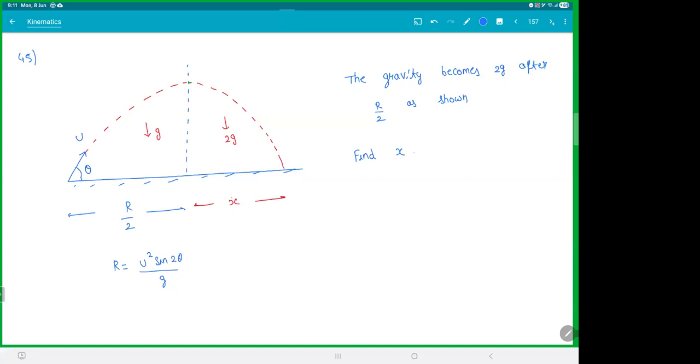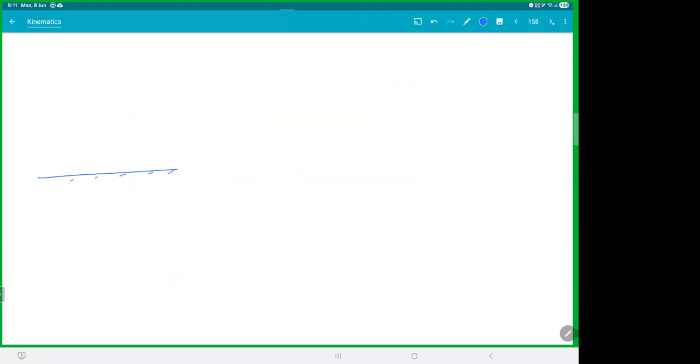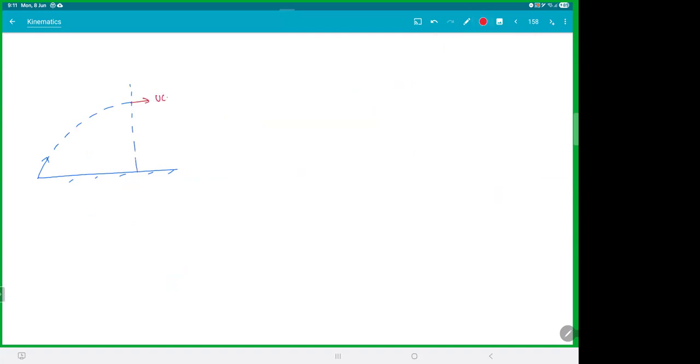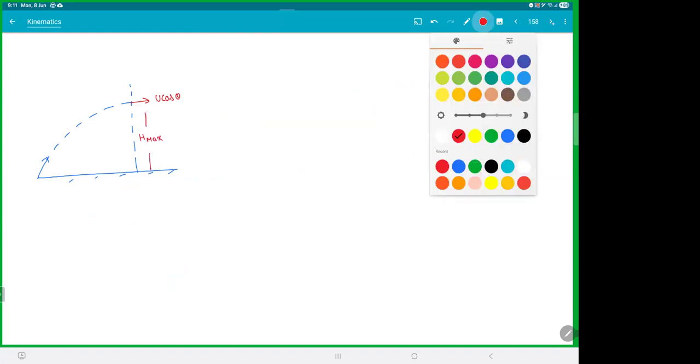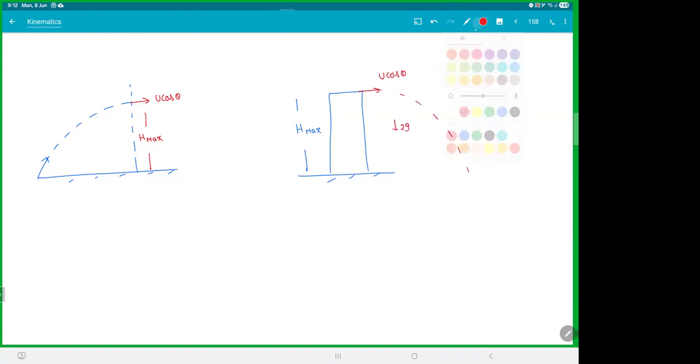Right, Prisha. So let's see. The idea is this. When you projected this, and when you reach the highest point there, your speed becomes u cos theta. This we know. At the maximum height, Vy is 0, and this is your h max. So you can say this whole equation has become like this. We got a building whose height is h max, and you're projecting a particle with u cos theta. And indirectly, I'm telling you gravity is 2g. I'm asking you to find the range.